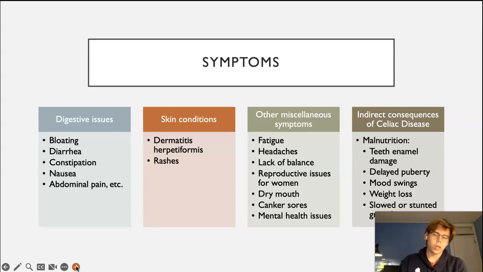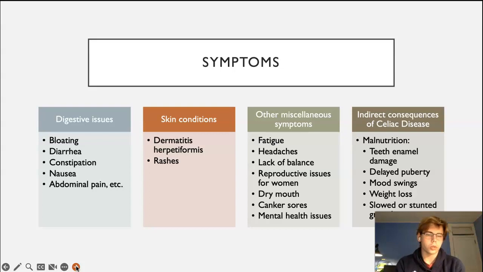And then just some miscellaneous symptoms that go along with so many other things. We have fatigue, headaches, lack of balance, reproductive and fertility issues in women, dry mouth, and canker sores, which form on the inside of your lip if you've ever had one. And then there are mental health issues that go along with that. It can be a tough time in a person's life, especially when they first start dealing with it. There's a lot of mental health issues that can go along with that.